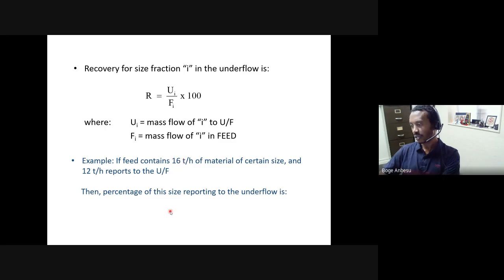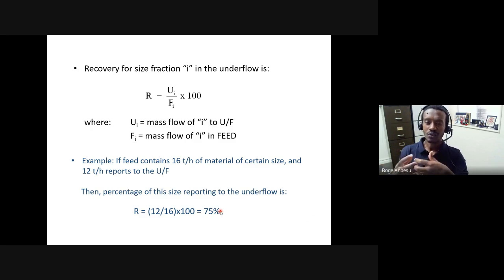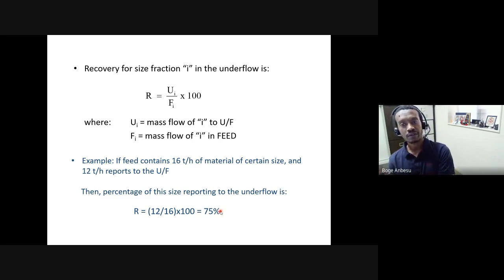So this actually tells you recovery should be somewhere around 75%. So basically what I'm saying here is, although I had 16 ton per hour of a certain size fraction in the feed, only 12 ton per hour went to the coarse, which means 4 ton per hour went to the fine portion. So whatever reported to the coarse portion is 75%. So what about the remaining 25%? For that size fraction, 25% must have gone to the fine portion or the overflow.